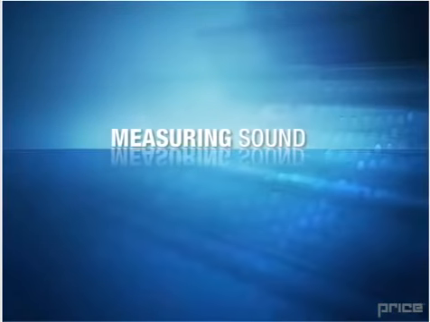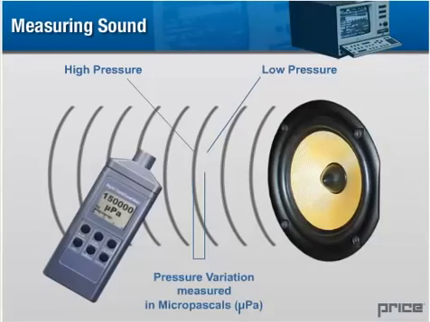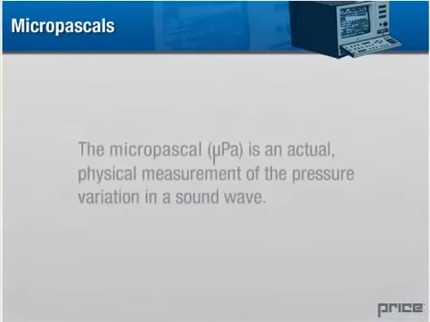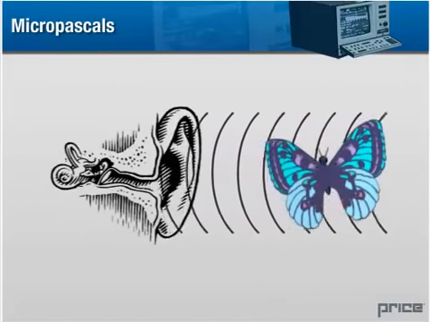Measuring sound. A pressure variation in a sound wave can be measured in micropascals to determine its loudness. The greater the pressure variation there is in a sound wave, the louder it'll be. The micropascal is an actual physical measurement of the pressure variation in a sound wave. The weakest sound detectable by the human ear is 20 micropascals.